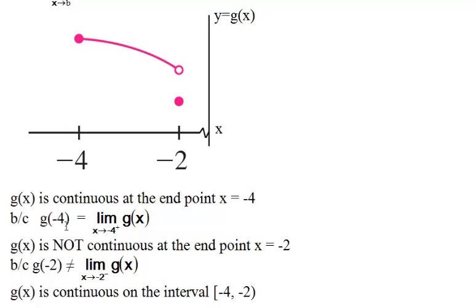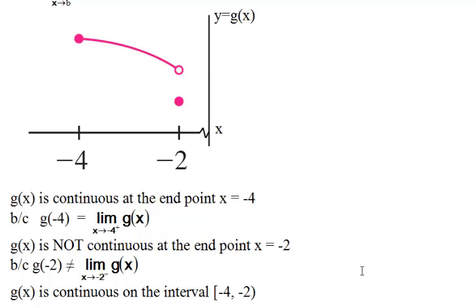As x approaches -4 from the right side, we see that it's equal to the function value at -4. However, at the other endpoint, at -2, we can see that the function value at -2 is equal to one value, while the left-sided limit, as x approaches -2 from the left side, equals a different value. So at -2, g of x is not continuous, and at -4 it is continuous.